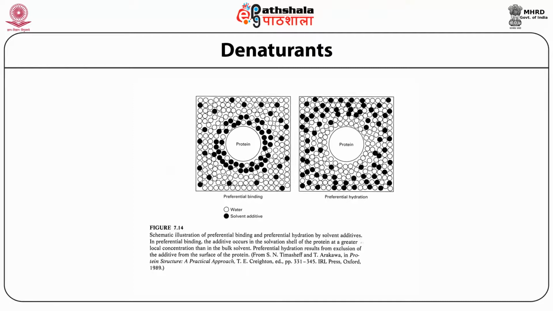It is a schematic illustration of preferential binding and preferential hydration by solvent additives. In preferential binding, the additive occurs in the solvation shell of the protein at a greater local concentration than in the bulk solvent. However, preferential hydration results from exclusion of the additives from the surface of the protein.